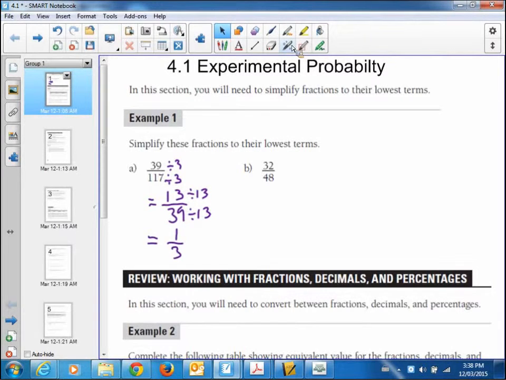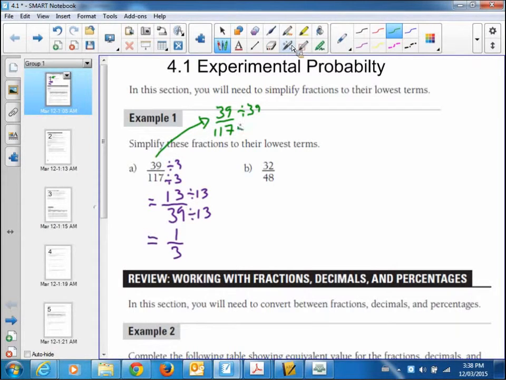Like I said, right off the bat, though, if you would have seen it, you could have just said, okay, yeah, 39 out of 117. Test that out with your calculator. Divide top and bottom by 39. And you will get 1/3. But you could do it either way. And I don't expect you to see it all in one step.